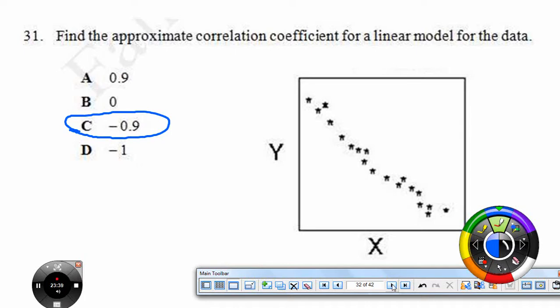If it's in the positive direction, then it's going to be a positive number. 0.9 would be if it was really similar dots going up like this. And then 0 would be terrible, dots everywhere.